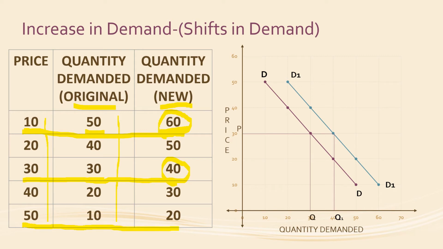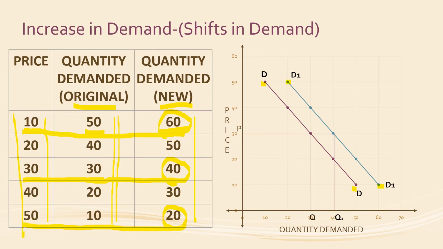So he decides at price 50, he will now buy or demand 20 units. If I plot price versus the quantity demanded earlier, I will get the demand curve D, the original demand curve. And if I plot the price versus the new quantity demanded, I will get a new demand curve D1.